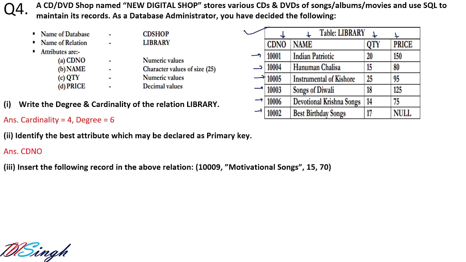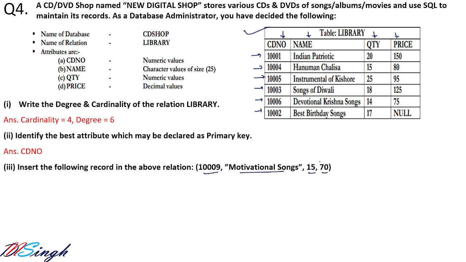Fine. For the next third question, insert the following record in the above relation. Which command are we going to use? Insert command. The syntax is insert into table name, then column list, values, and then values. So how many values are we providing? 1, 2, 3, 4.